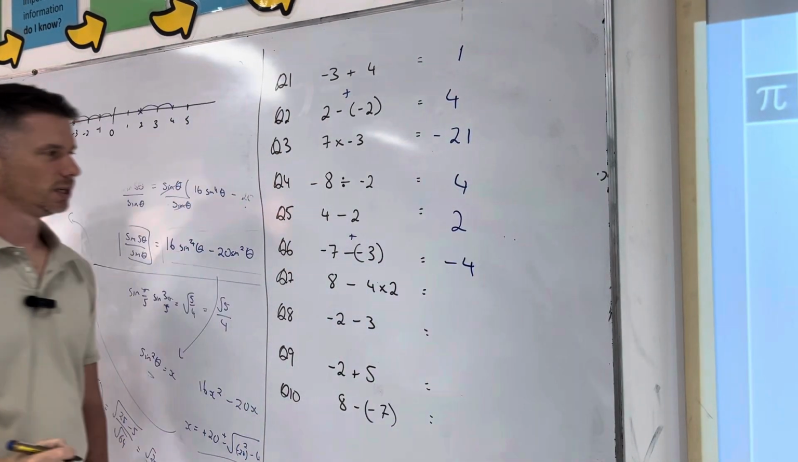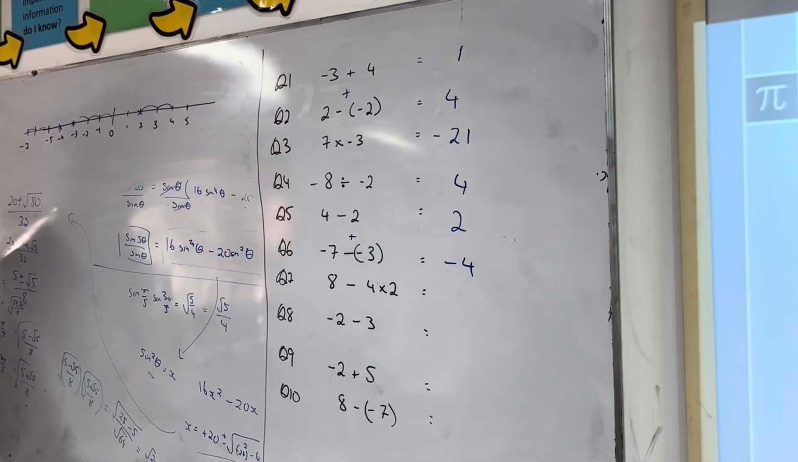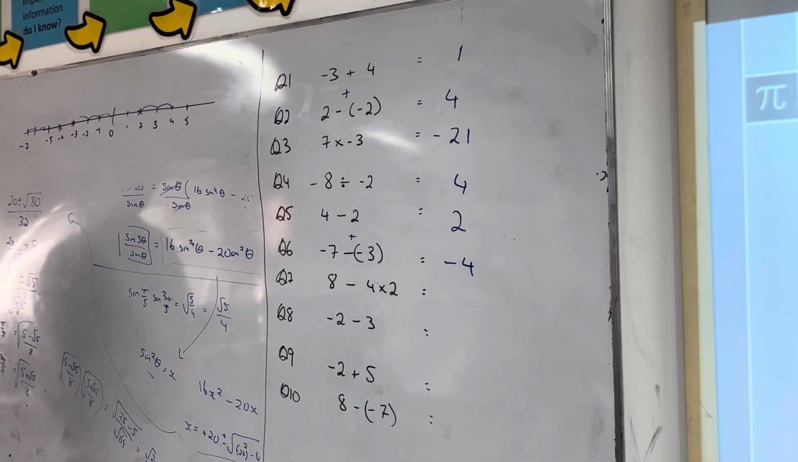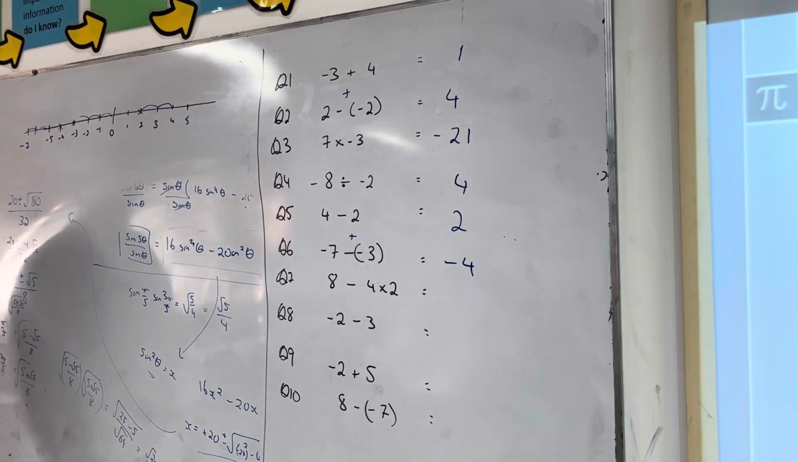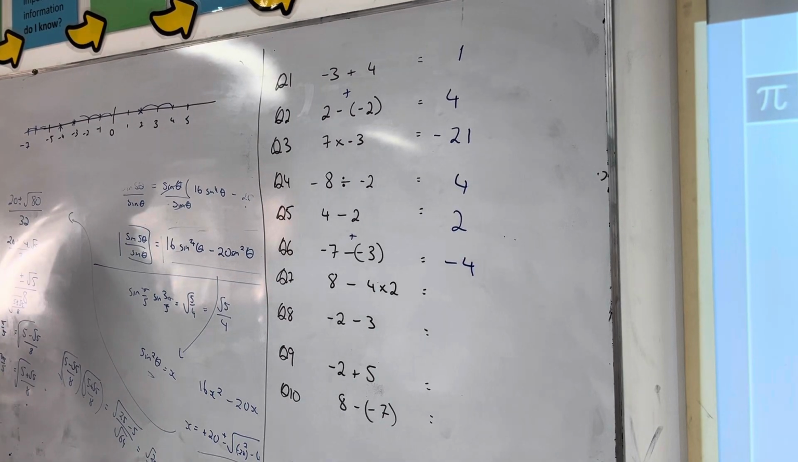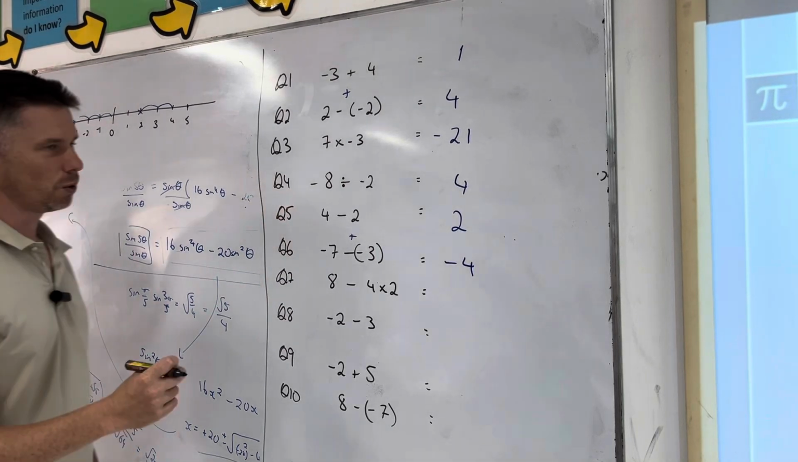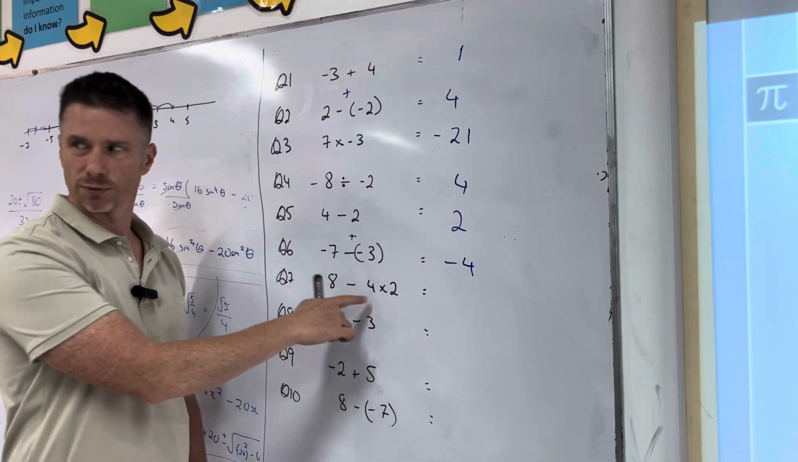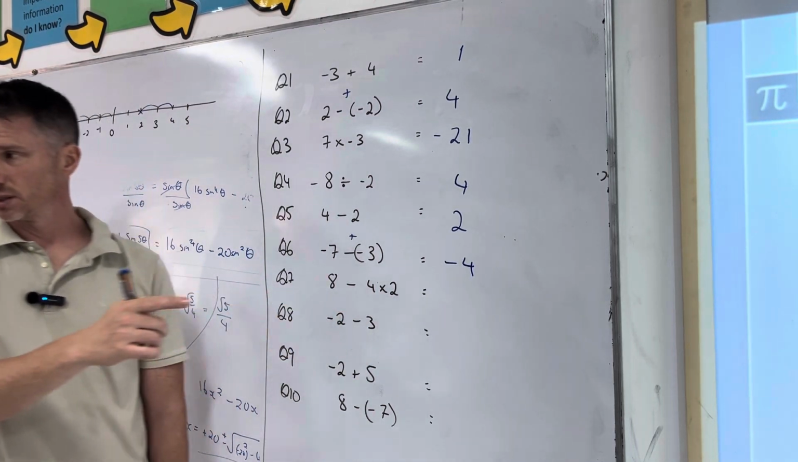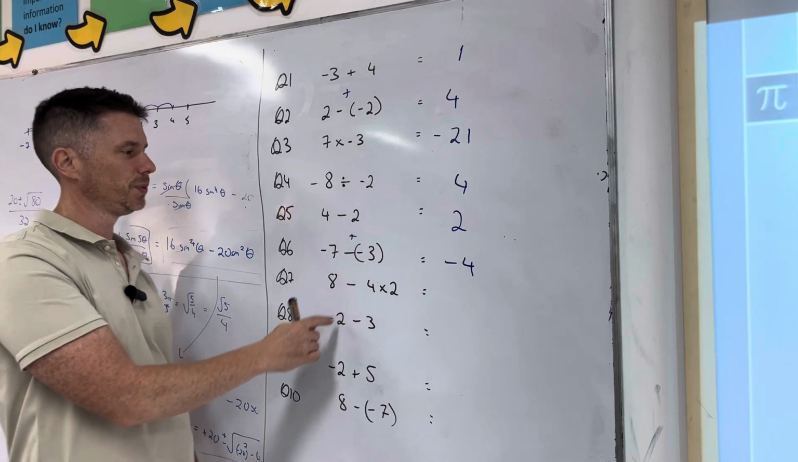Very good. This is an interesting one. 8 minus 4 times 2. Anyone write 8 here? No. Okay, yeah. So the temptation, we know our order of operations. Temptation sometimes to just go 8 minus 4 first, and then multiply it by 2.